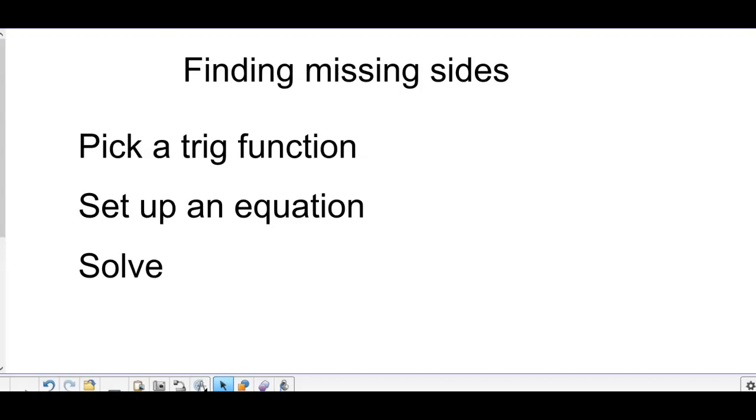Today we're going to continue with our review on right triangle trig. We are going to be finding missing sides and missing angles. First, finding missing sides. Anytime you're looking for the side of a triangle, you want to look at your triangle and pick a trig function based off of the angle that you're given. So you always want to go with respect to the angle that you're given. And then you're going to set up an equation, and then from there you're going to solve.